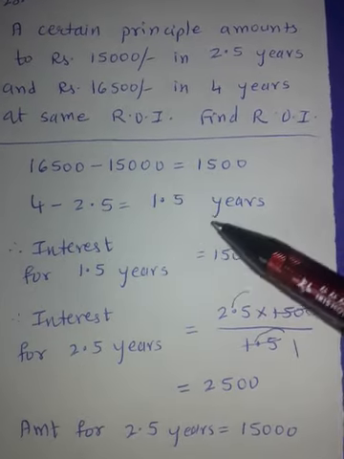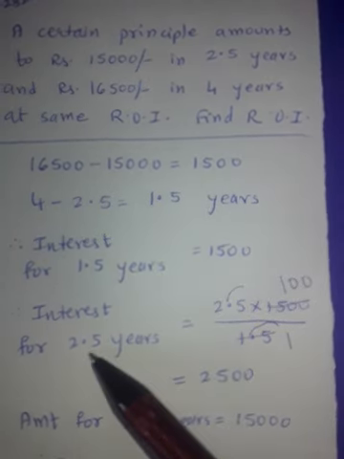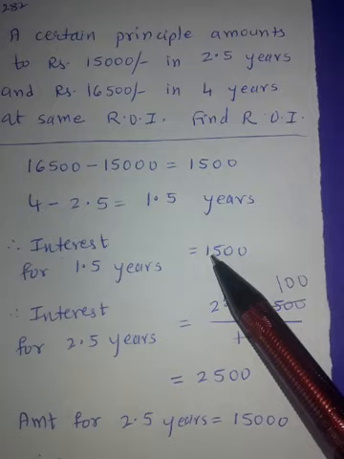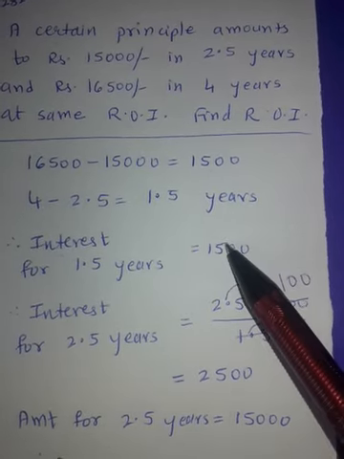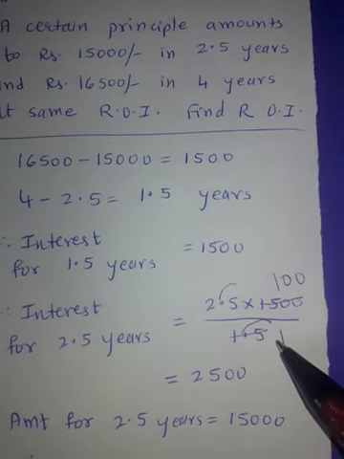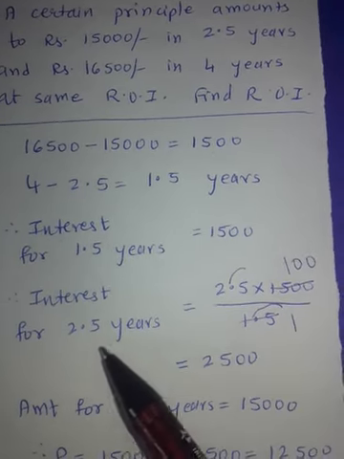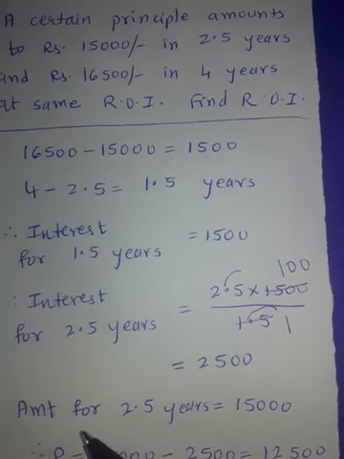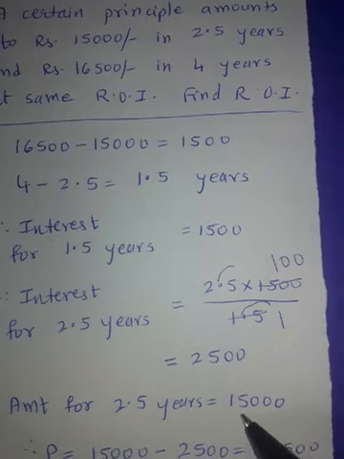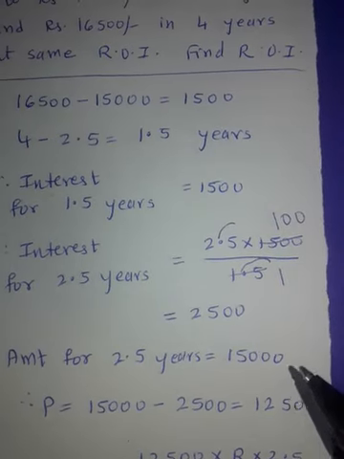But sometimes numbers are not that easy. In that case, how should we solve? By cross multiplication. For 1.5, 1,500. For 2.5, how much? 2.5 into 1,500 upon 1.5. That's how we get 2,500. So for 2.5 years, interest is 2,500. The amount is already given to us as 15,000. Can we find the interest? Sorry, principal. Can we find the principal?